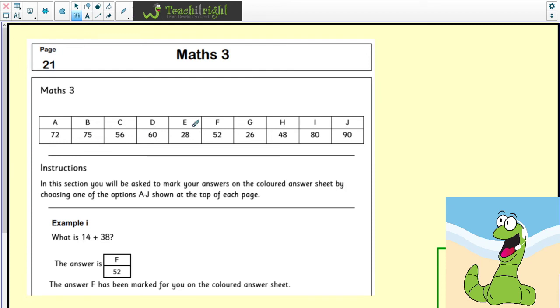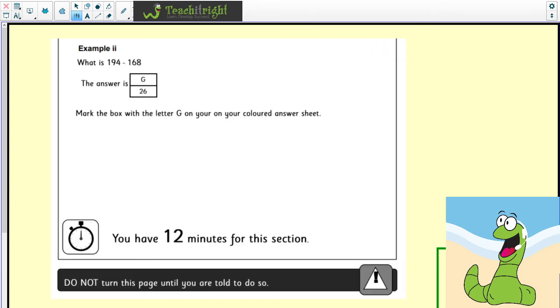We're now going to move on to Maths 3 and we're going to have a look at how the answers are achieved here. This type of maths section is all based on multiple choice, so all the answers are at the top, and as you can see the letter corresponds with the number. So if we look at example 1, we've got 14 plus 38 and the answer is 52, but you'll be recording it down as F. And that's actually already been done for you.